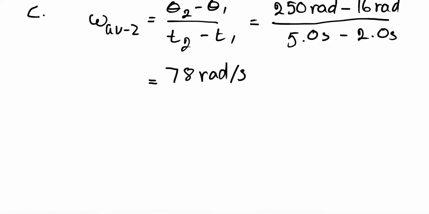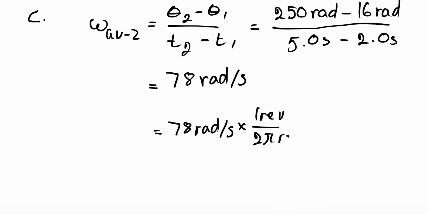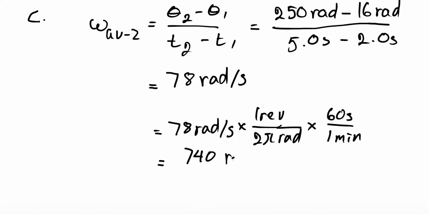Okay, we got one. So I'm going to convert this into revolution per minute. How? I'm going to take 78 radian per second multiplied by 1 revolution over 2 pi radian. And multiply again because I want to find it in minute, not second. So 1 minute equals 60 seconds. So I got this. My answer is 740 revolution per minute. This is the answer for question C.